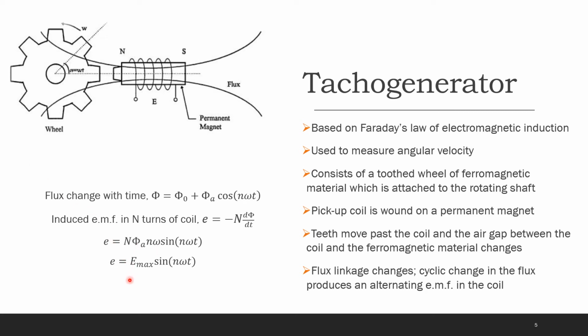So from the final equation we can say that the alternating EMF depends on the amplitude as well as the changing component, n omega t. So for a given structure, the number of teeth on the profile will be constant, and the number of turns of the coil, capital N, will also be constant. So we can say that the amplitude as well as the frequency of the alternating EMF will be directly proportional to the frequency of rotation of the tooth profile.